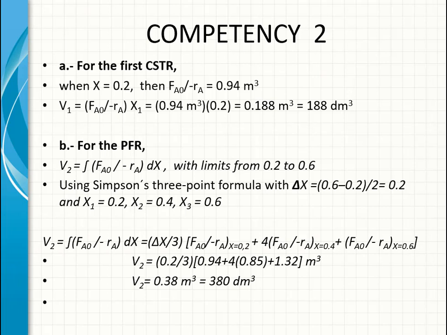So the volume is going to be the integral of FA0 divided by minus RA dX, which is equal to delta X divided by 3, times FA0 divided by minus RA at X equals 0.2, plus 4 times FA0 divided by minus RA at X equals 0.4, plus FA0 divided by minus RA at X equals 0.6. If we substitute the values from the table, we will get that the volume 2 is going to be 380 liters.